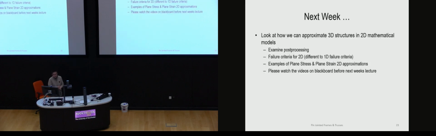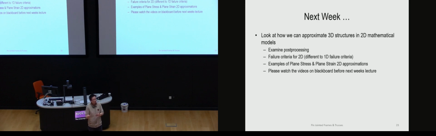So next week, we are going to look at how we can approximate 3D structures in a 2D mathematical model. And we're going to study a little bit about post-processing. Because right now, you're only calculating the displacement on the node. But displacement on a node does not directly give you the answer to some of the questions. For example, is any of those joints going to break? Or does any of them have a large deformation that's beyond the capability of the material? Or some other questions. All those questions are not directly reflected in the displacement.